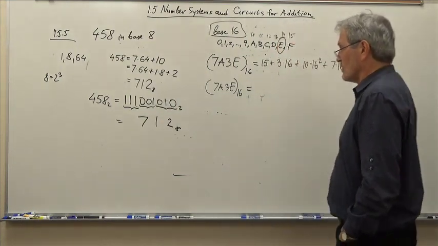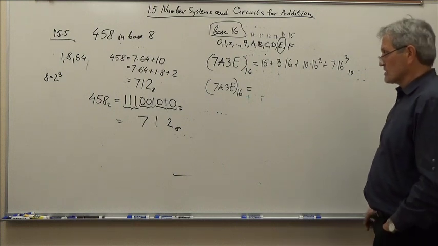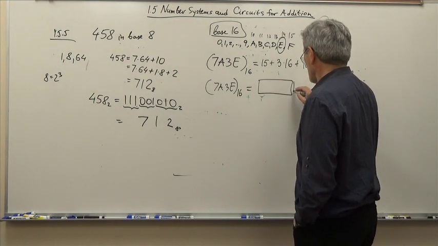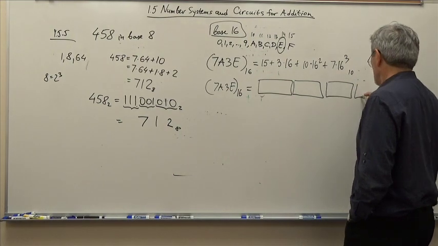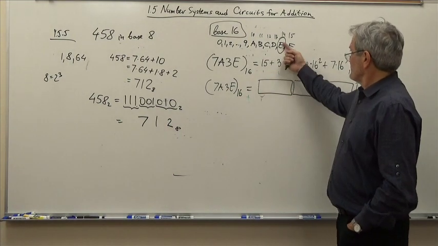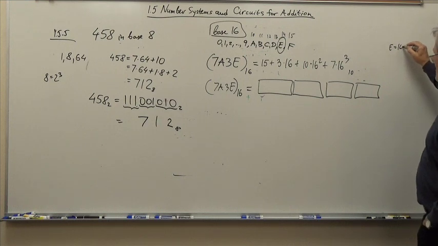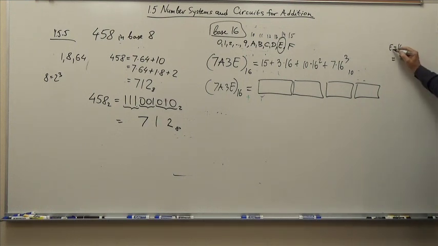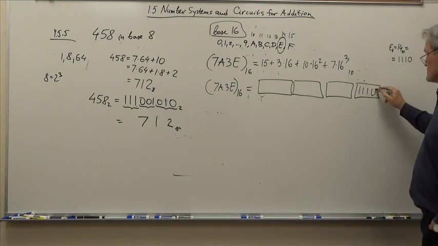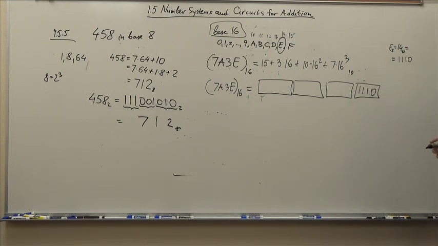The same trick as a minute ago, but now 16 is 2 to the 4th, so each of your digits becomes a block of 4, like this. So E itself is 14, but 14 in base 10. I use a few bases, so I better be precise about it. So how much is 14 in base 2? You have 8, you have 4, and you have 2, and you don't have 1. So it's 1, 1, 1, 0. That was E.